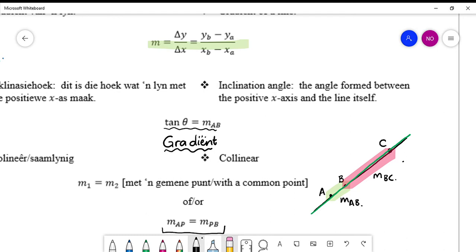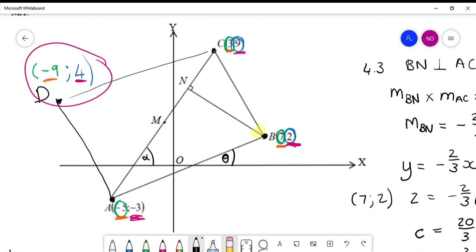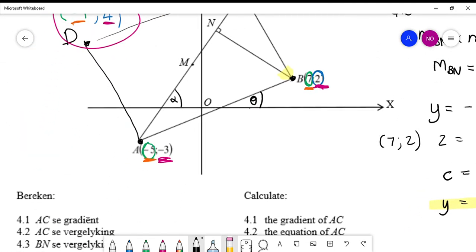And this is the equation that we're going to use now. But it's easier to explain it to you in an example. So that's what we're doing now. We're going to calculate the angle of inclination. Okay. So let's first unpack what they are talking about when they say the positive x-axis. As ons gaan kyk na hierdie, it means I'm working from this anti-clockwise up.